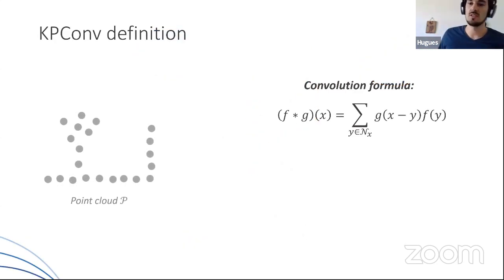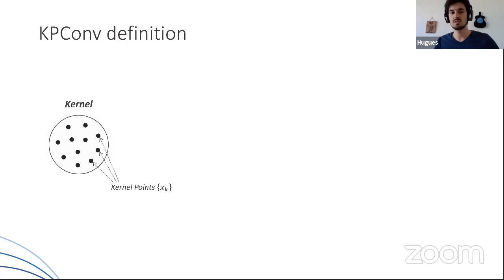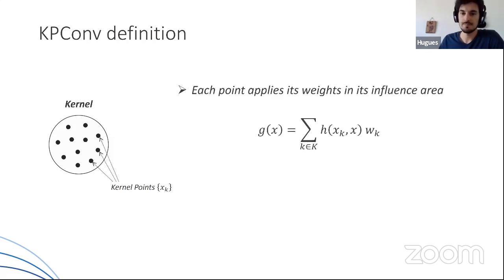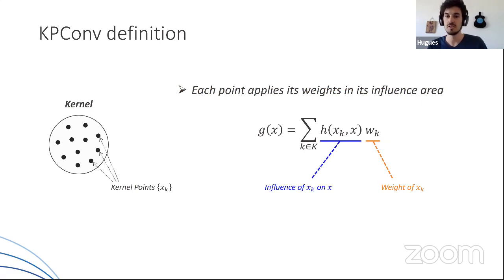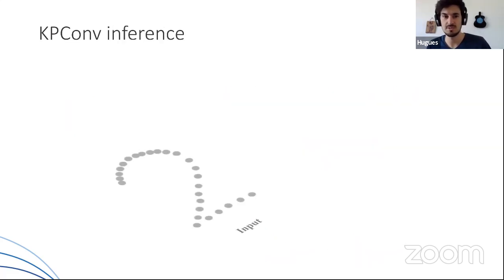So what does it mean in the convolution formula, from a more mathematical point of view? We can take the formula that I just explained a few slides before. The features are the features carried by the points as input. The neighborhood that we chose is the radius neighborhood, for the reason I just explained. And the kernel function g is what we want to define here. So we choose to use kernel points, as I just said, which we call x_k, and each of these points will have a weight, which we call w_k. The value of the function g at any position in the sphere is going to be the sum of these w_k times an influence function, which is just decreasing with the distance. So it's a really simple formulation, and it's really easy to implement.